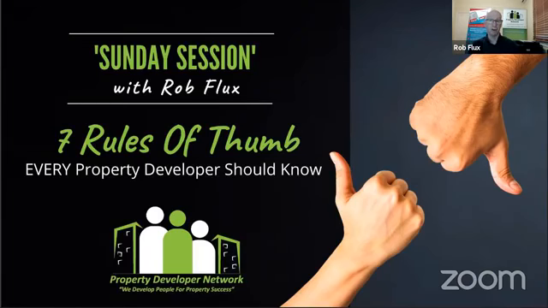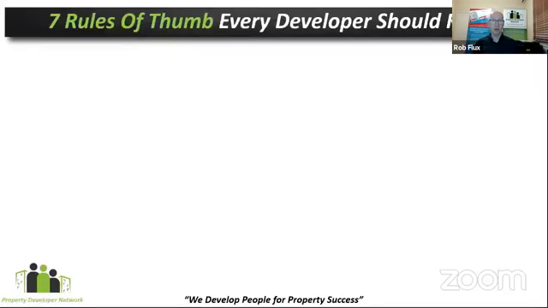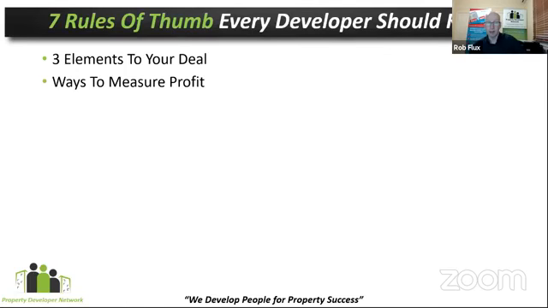So let's take a look at these 7 rules of thumb, shall we? If I just go through them very quickly at a very high level: I'm going to go through the 3 different elements that you need to know as to what to do in your deal. We're also going to have a look at the different ways to measure profit. We're going to look at how and where to farm for your particular developments. And we're going to look at what activity creates results and how to ensure that you're going to get the results you're after.